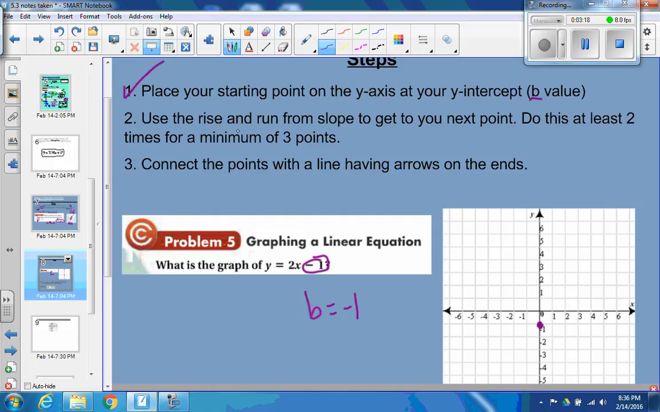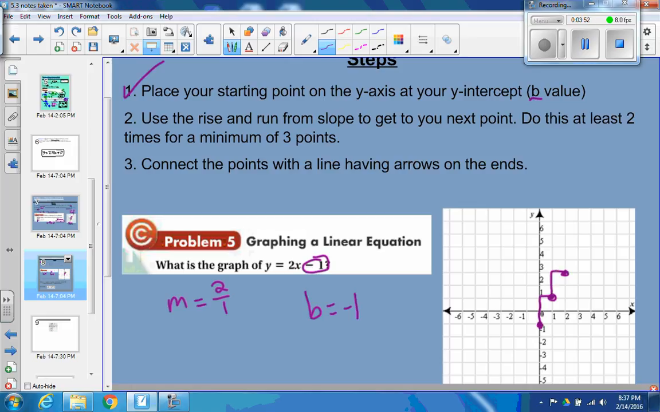Use the rise and run from slope. So the slope is 2, which we're going to say is 2 over 1. Use your rise and run from slope to get to your next point. Do this at least 2 times for a minimum of 3 points total. So we're going to go up 2 and over 1. 1, 2 over 1. There we go. So it's up 2. We're going to do it again. Up 2, over 1.